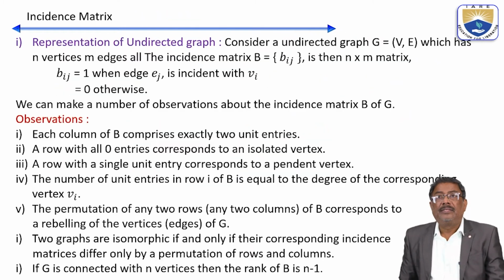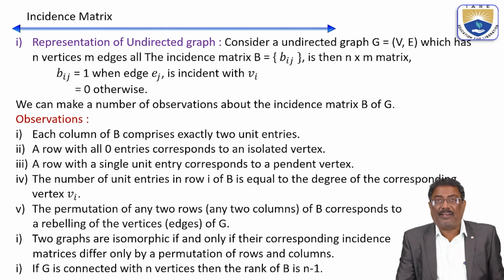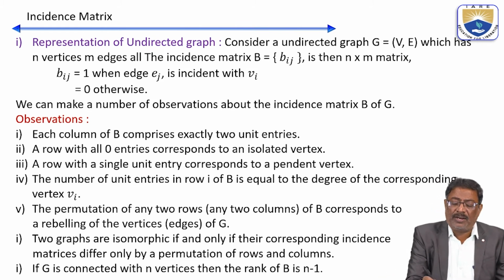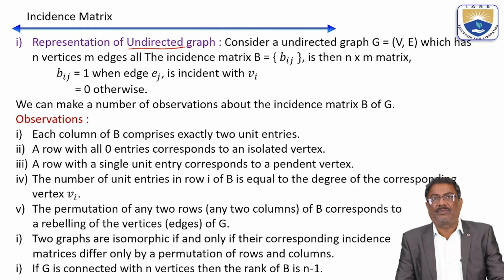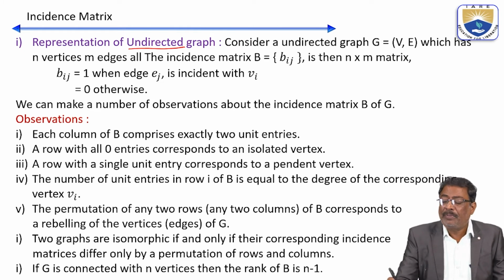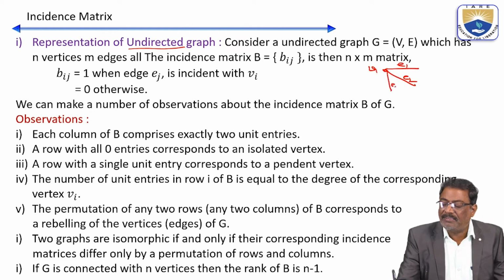Now let us go for the incidence matrix. We discussed two types of matrices: one is the adjacency matrix, another is the incidence matrix. Now let us go for the incidence matrix. What is the incidence matrix for undirected graphs as well as directed graphs? The matrix relates vertices and edges. Suppose at any one vertex there are edges, let us say E1, E2 and E3.